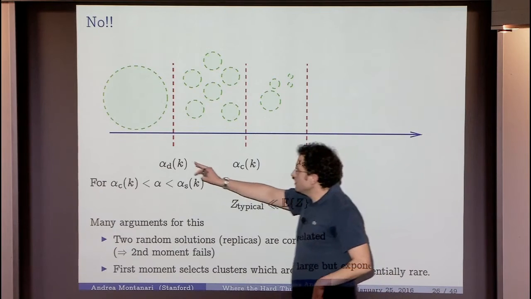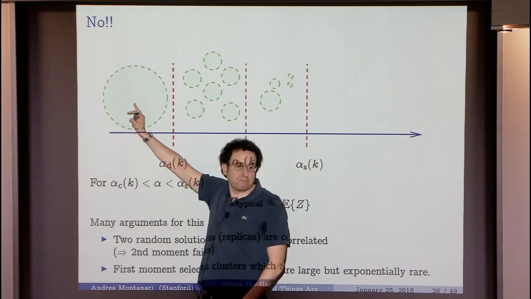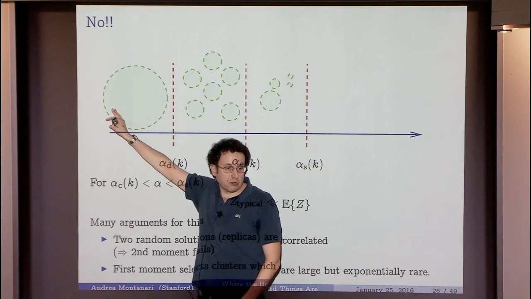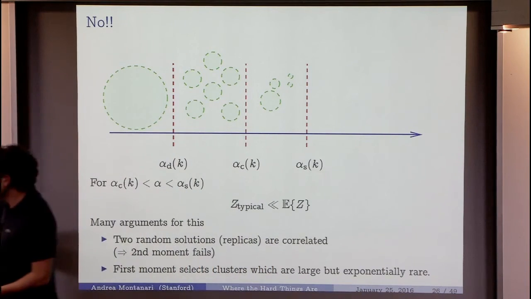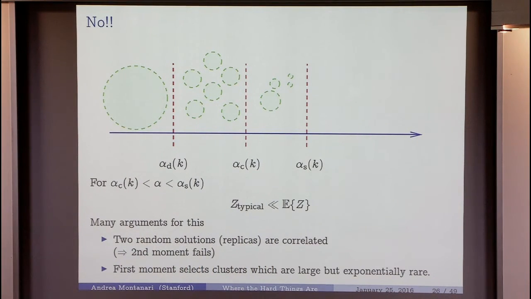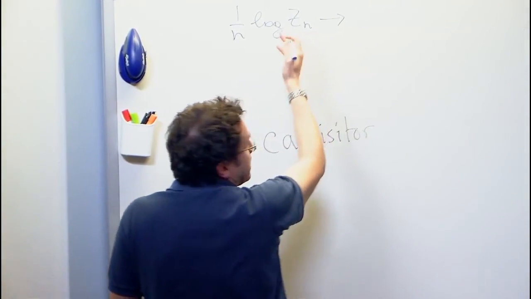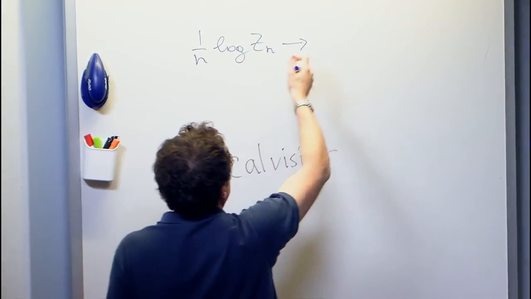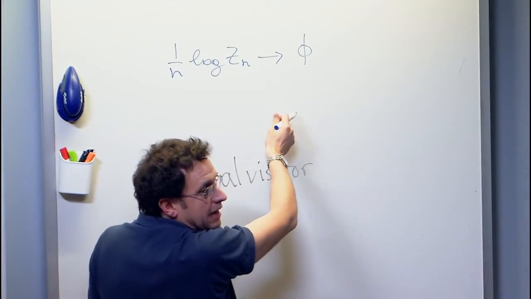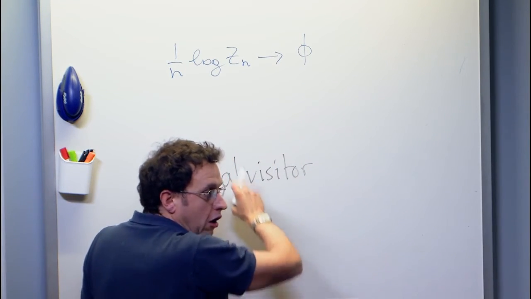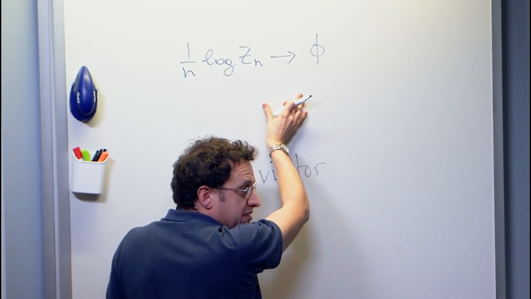Okay, so let's start. First thing is how you come up with it. People have a very precise prediction of the number of solutions here, right? The prediction is of this type: 1 over n log Z_n, Z_n being the number of solutions of a random formula. This is a random variable, and it goes to some phi, and there is a formula for phi. So how do you come up with a formula for this phi?